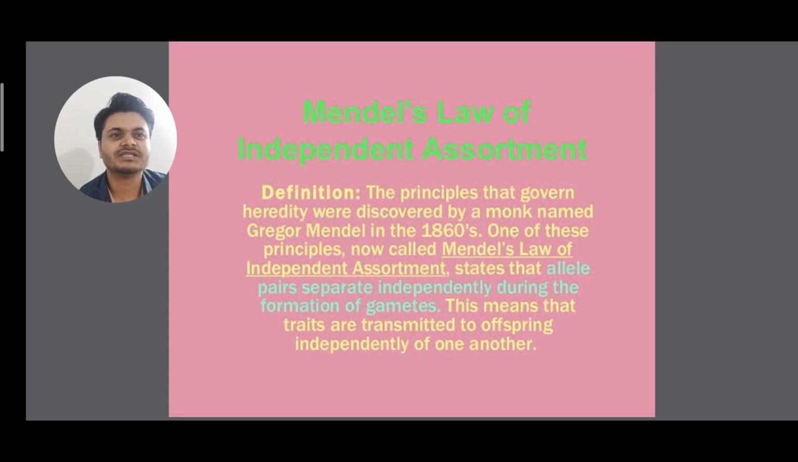One of these principles, now called Mendel's law of independent assortment, states that allele pairs separate independently during the formation of gametes. This means that traits are transmitted to the offspring independently from one another. That means no gametes and no traits have a compulsion that they have to mix with this only. So random sampling has been done. Clear? Any gamete or any trait can mix with another independently.